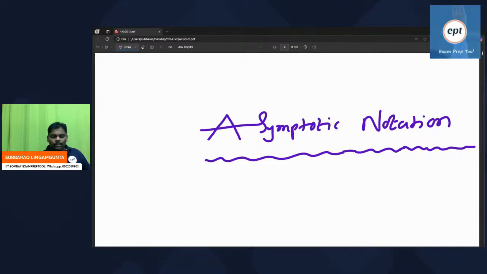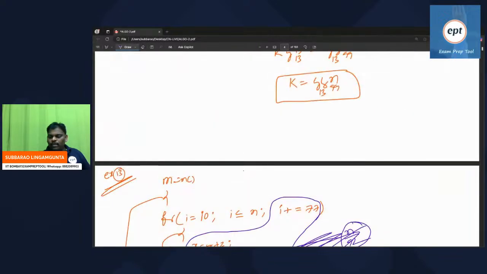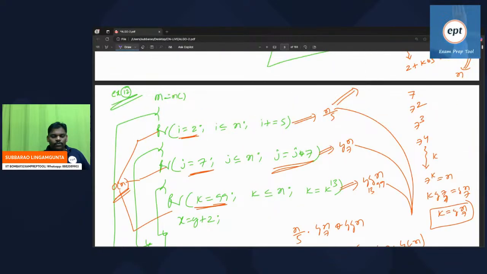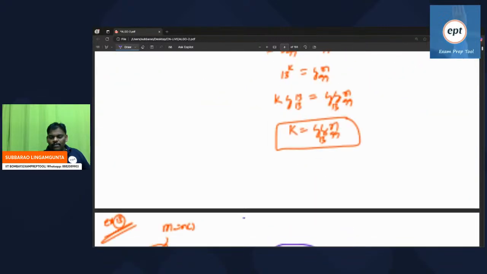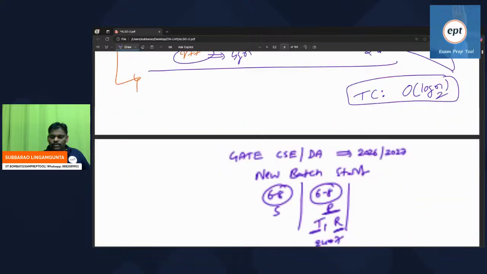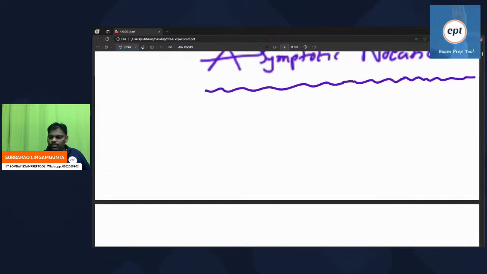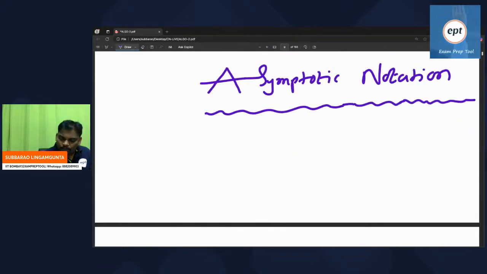Previously we completed 15 problems. If you go through all the 15 problems, you can easily find out any program's time complexity. Now you can see asymptotic notation, which is nothing but big O, omega, theta. About these three things we are going to discuss.